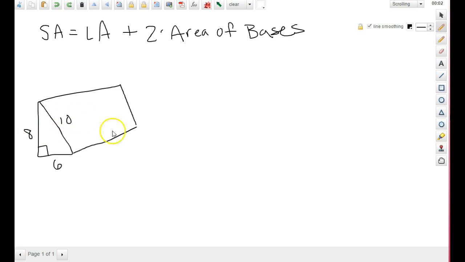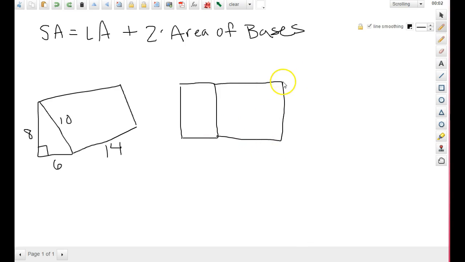But let's say they give it to you as a net. So this is what the triangular prism looks like normally. As a net, it looks like a long rectangle made up of a few smaller rectangles. Those are the lateral faces. These are the rectangular pieces.